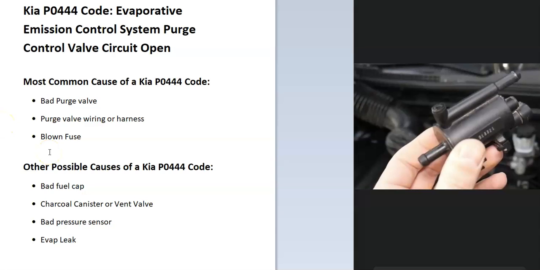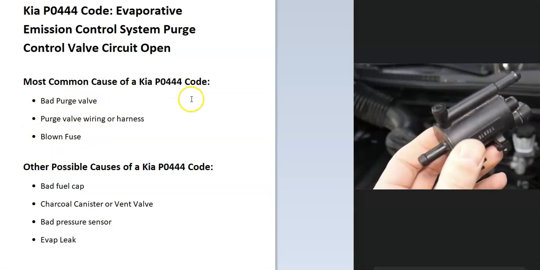And so the most common cause of a Kia with a P0444 code is going to be a bad purge valve, a problem in the wiring or the harness, possibly a blown fuse. Some other possible causes, but not very likely, are a bad fuel cap, something wrong with the charcoal canister or vent valve, a bad pressure sensor, and possibly an evap leak. If you are getting other codes that point to something like this, then you might want to look more at this.